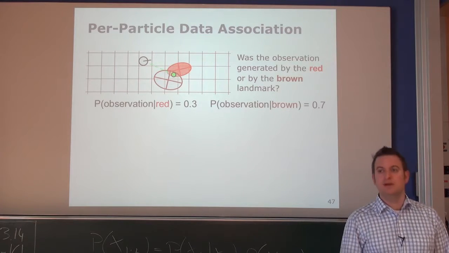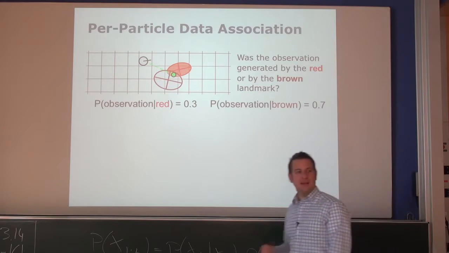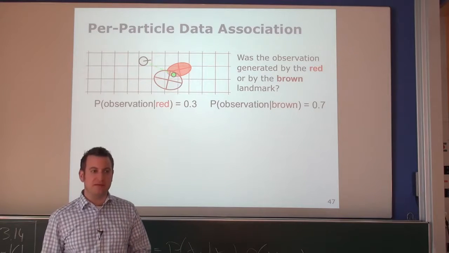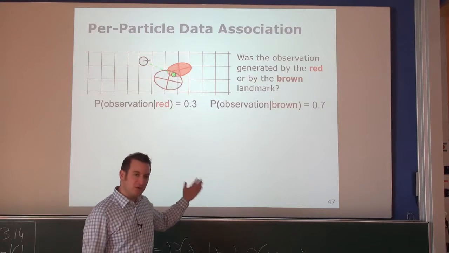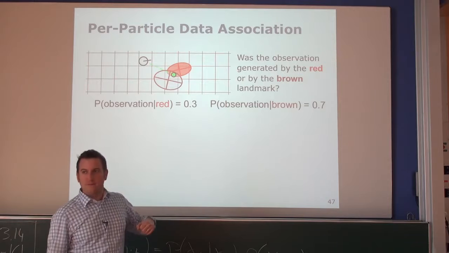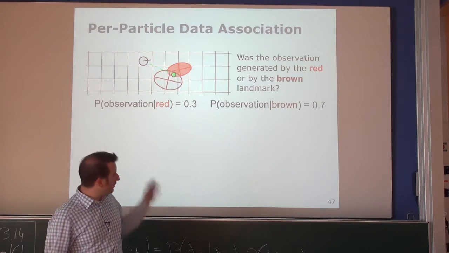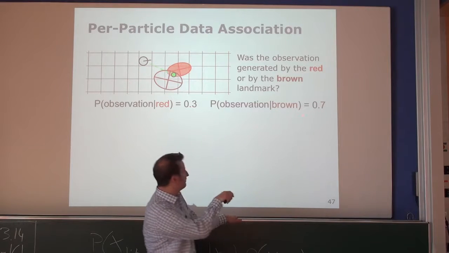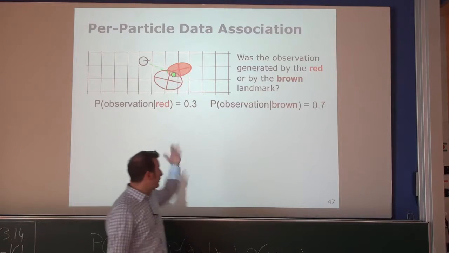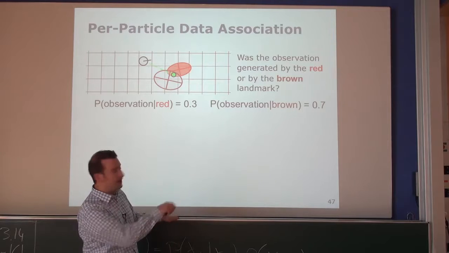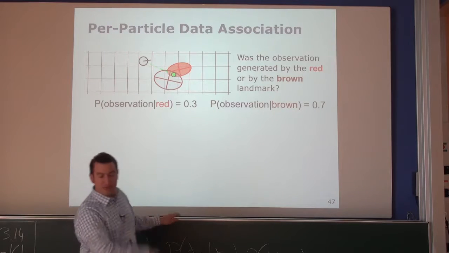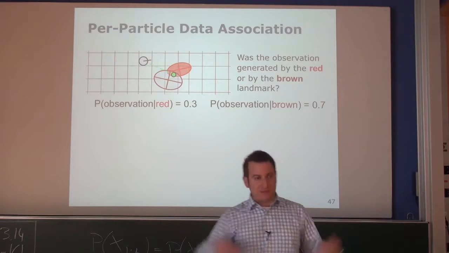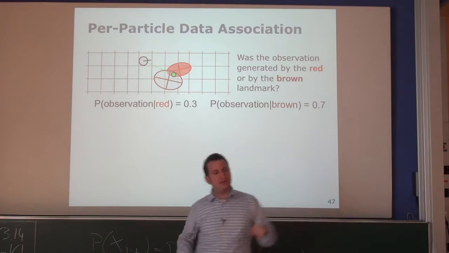What should I do? The standard approach is, okay, just take the most likely one. But what I can do now in this situation, I can actually sample it. Just say, okay, I don't know which one it is. I just draw one landmark with a probability that is actually given by the individual probabilities. So if I would sample here 10 times, 7 times I would draw the brown data association, 3 times I would draw the red data association. And if I have a large number of samples, I can just sample those data associations.